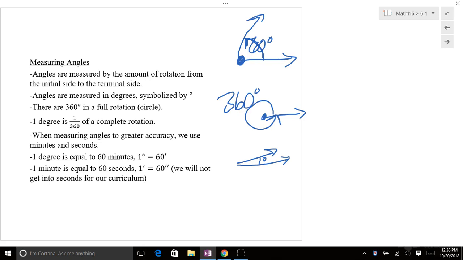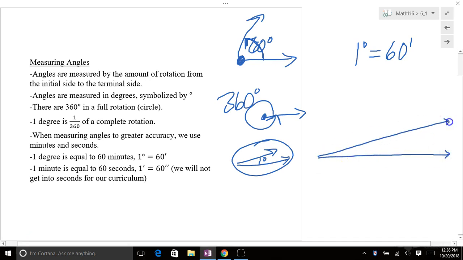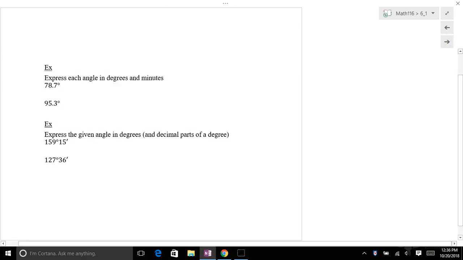And if you're measuring degrees, if you want to get more precise, every degree is made up of 60 what's called minutes. So if I blow up this 1 degree real big here, here's 1 degree. Well, it takes 60 minutes in here. So 60 of these, if I can make a minute. So 1 minute is 1/60th of a degree. We don't deal with the seconds, but there's also 60 seconds in every minute. So for example, this 78.7 degrees, you can express that in degrees and minutes.